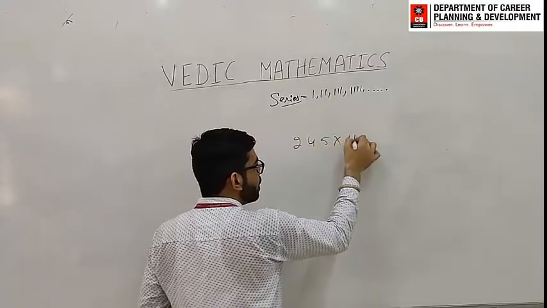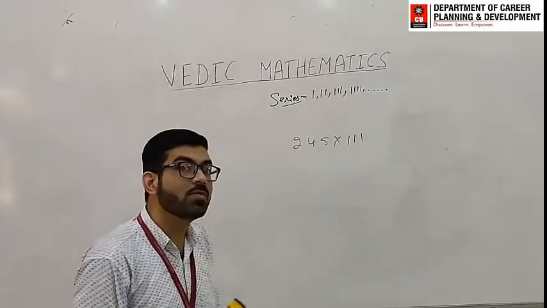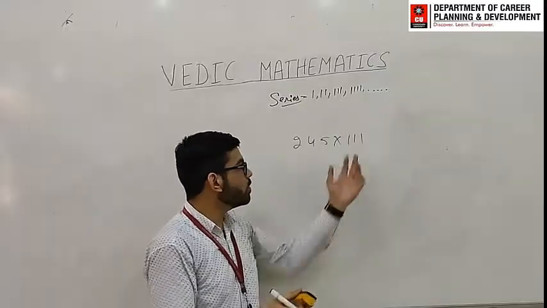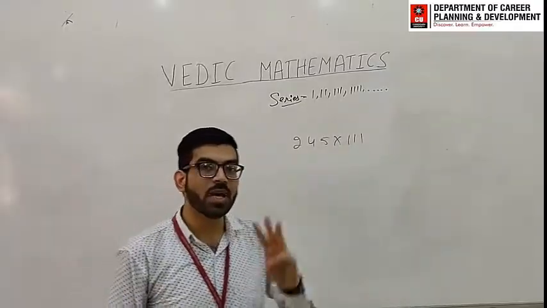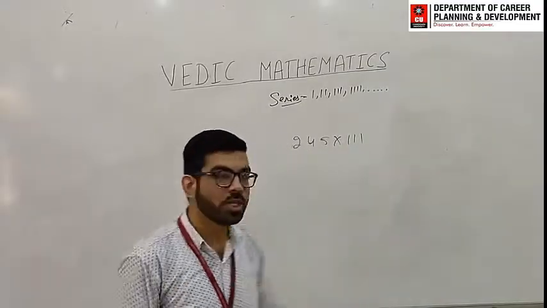245 multiplied by 111. In that case, what do we have to do? Again, just see the number of ones. Number of ones are 3. That means we have to add the numbers up to 3 numbers.